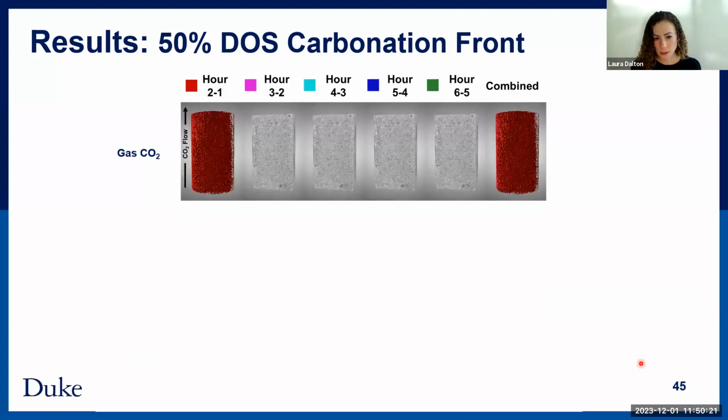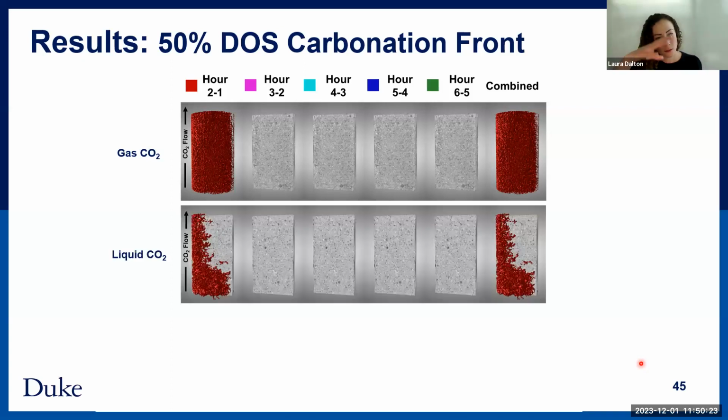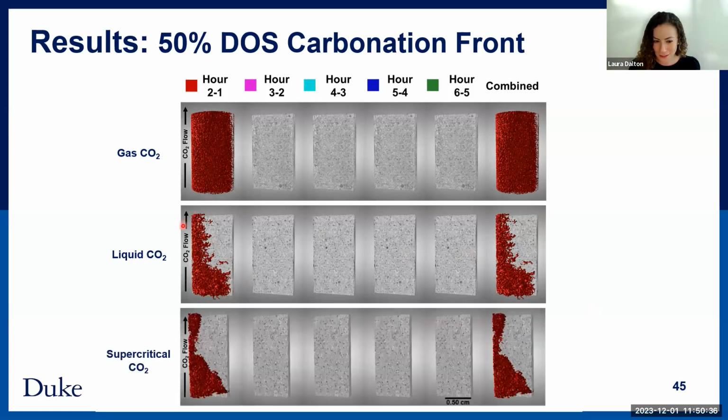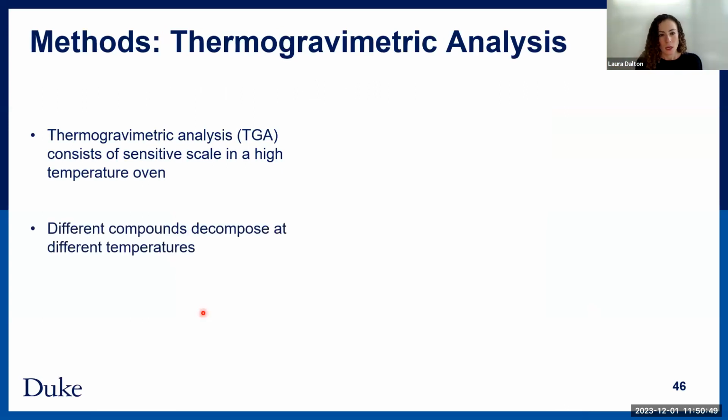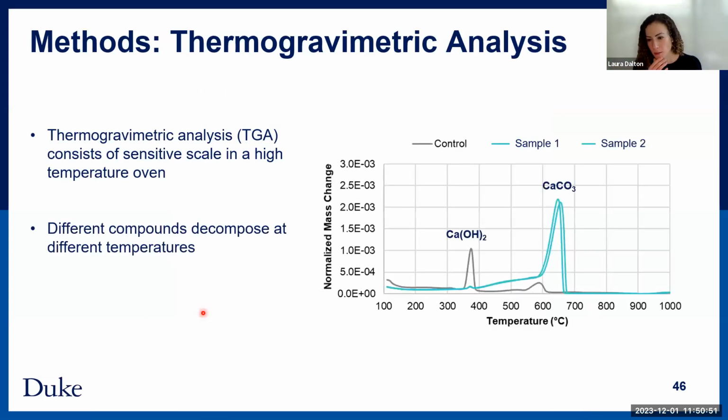And then for 50% degree of saturation, we observed that the gas was actually very stable and reacted pretty uniformly and carbonated within the first hour, whereas liquid, same thing, but in an unstable manner, because we see this flow to the left, and same with the supercritical CO2. But it was much faster chemical reactions that we were able to observe with the 50% degree of saturation compared to the 0%.